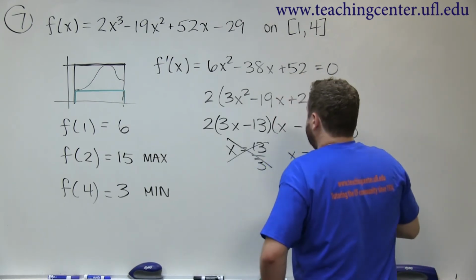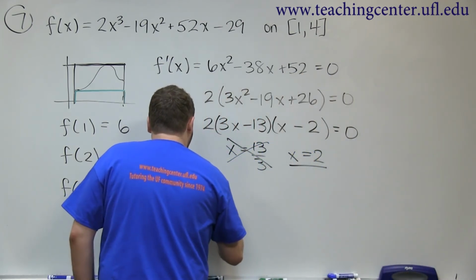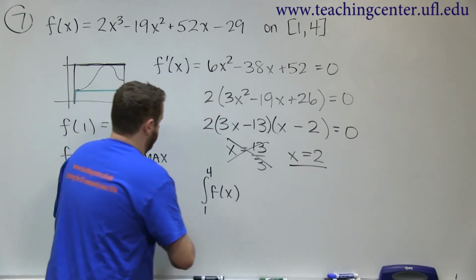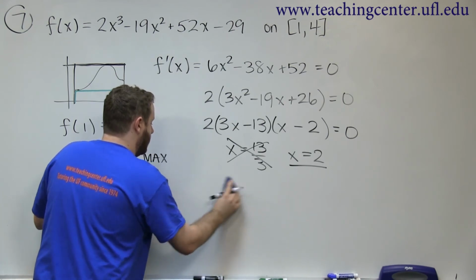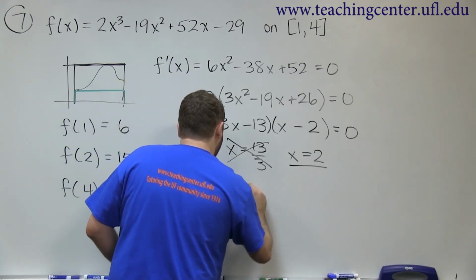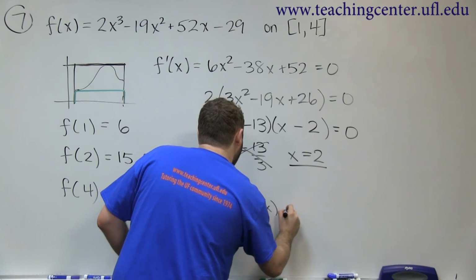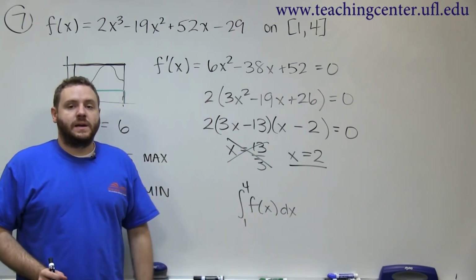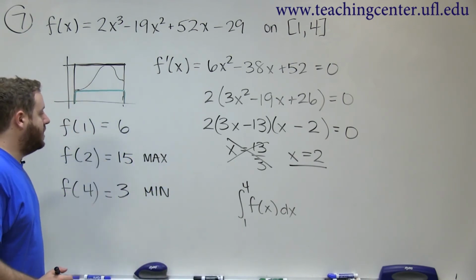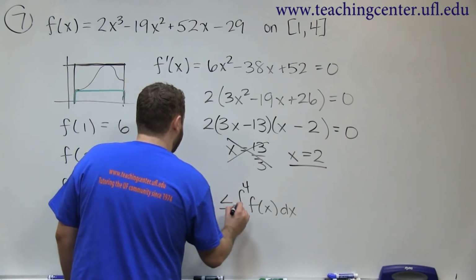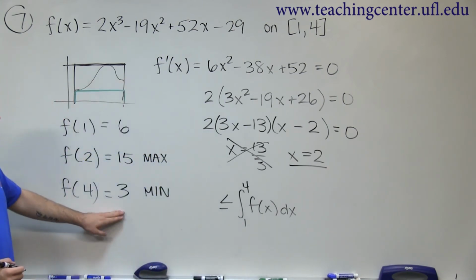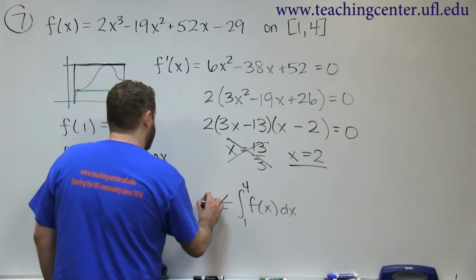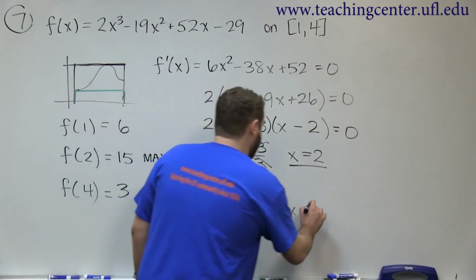So in other words, that means the area, which is the definite integral from 1 to 4 of f of x. Actually, let me write this over here because we're going to write it as an inequality. So that expression means the area under f of x between 1 and 4. We know that has to be bigger than or equal to the area of the small rectangle, which would be 3 times our width, which is 3. So it has to be greater than or equal to 9.